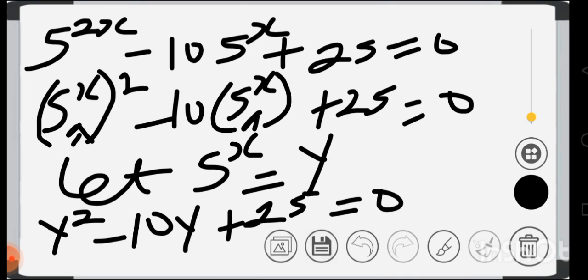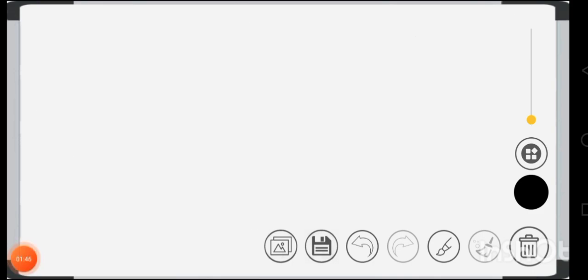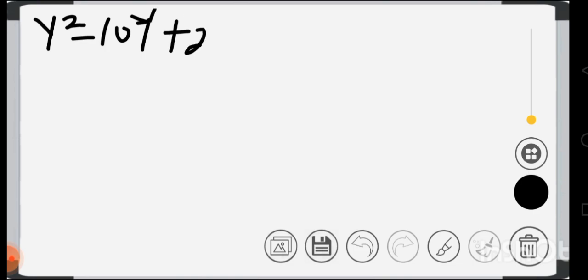So next, from there, remember we are having y squared minus 10y plus 25 equals 0. Now we are going to look for two numbers that will multiply to give 25. If we add them, the answer will become minus 10. That is the rule of factorization for quadratic equations. Look for two numbers that you multiply, the answer becomes plus 25. If you add them, the answer becomes minus 10.